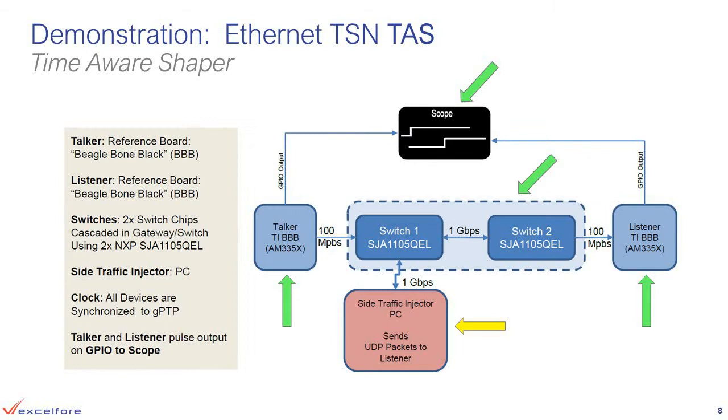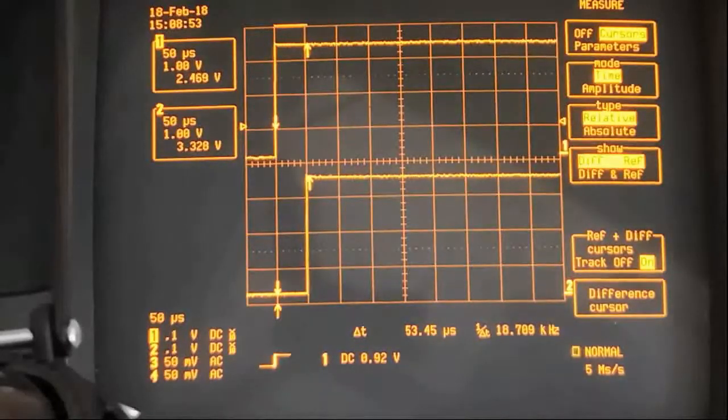In this system, we also have a side traffic generator. This is a PC with a 1 gigabit link to switch 1, and it will flood switch 1 with 800 megabits per second of side traffic data so that we may observe the impact of this data load on the latency of the traffic between talker and listener. We are now observing the scope screen as the system is in action.